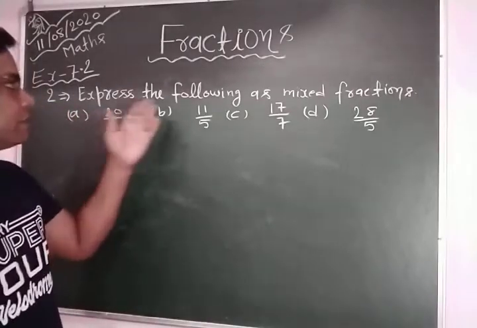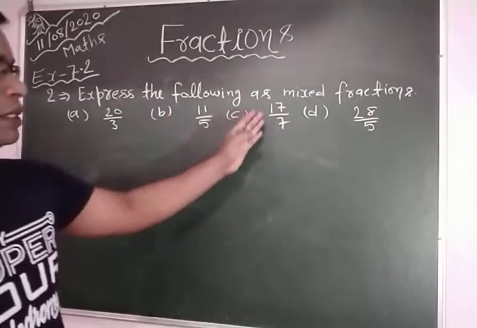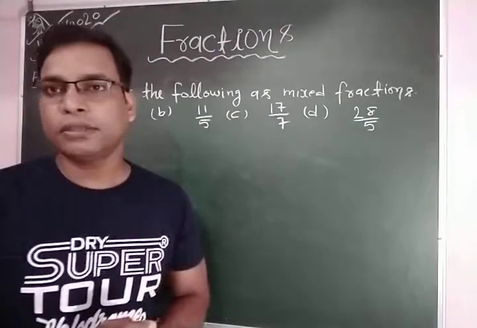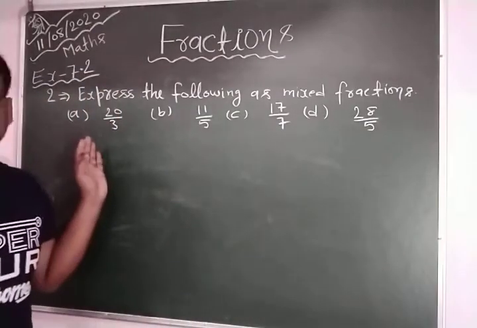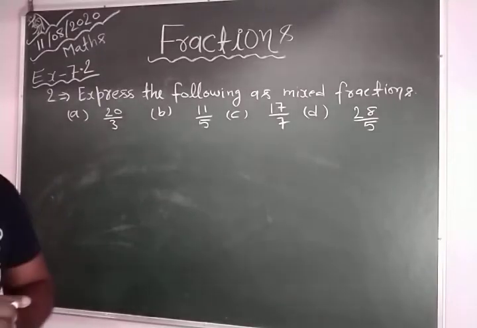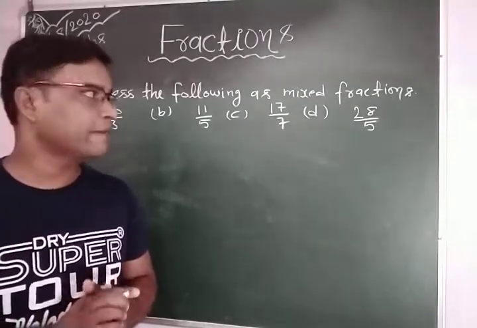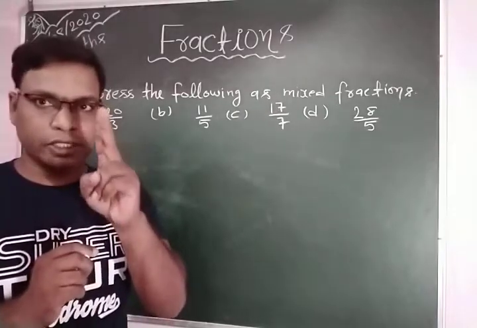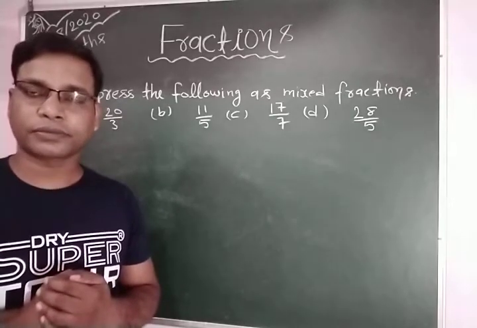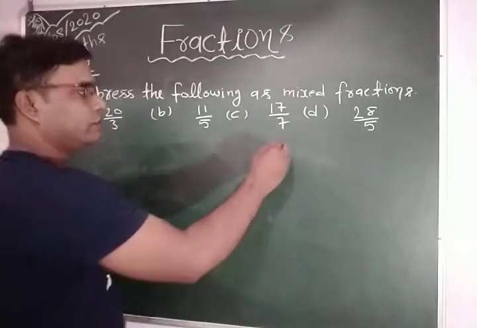Here, question number 2: express the following as mixed fractions. 20 by 3, 11 by 5, 17 by 7, 28 by 5. These are improper fractions. So what is a mixed fraction? Students, tell me what a mixed fraction is. A number which consists of two parts, a natural number and a proper fraction, is called a mixed fraction. The first part is the natural number and the second part is the proper fraction.